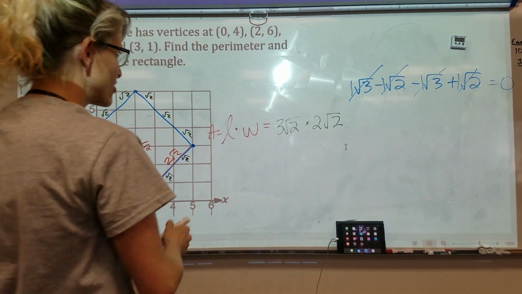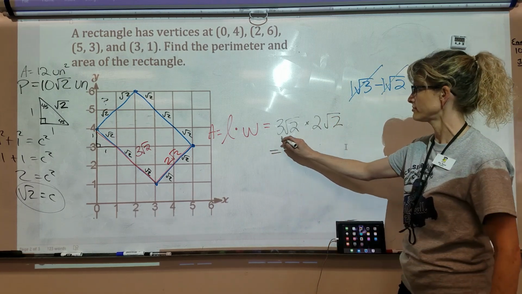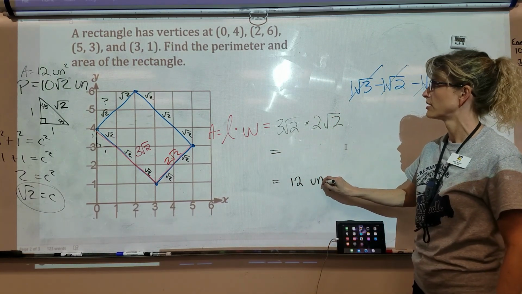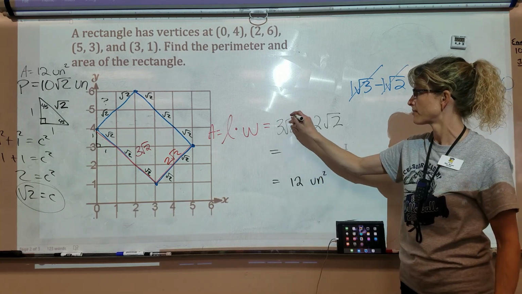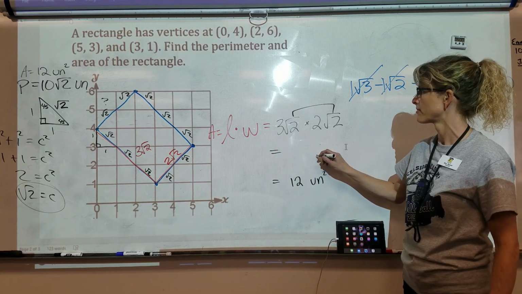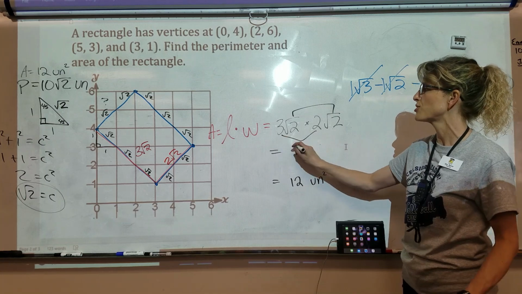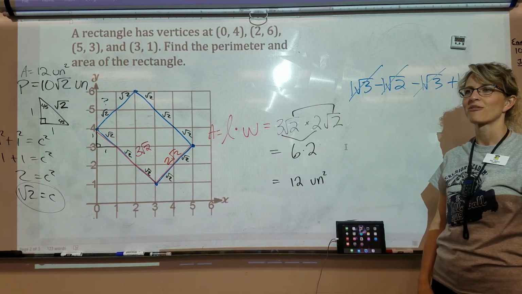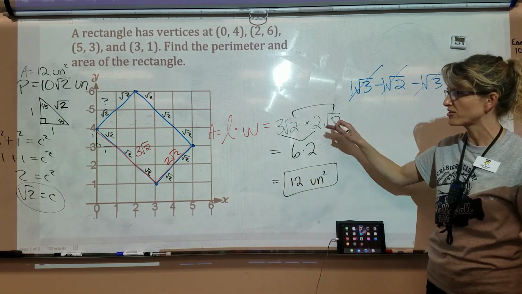Okay, what did you get, Gage? You did it mentally. What did you get? 12. How'd you get 12? Because the 2 roots equal 2, and you multiply 3 by 2, and then multiply that by 2, you just multiply. Okay, so 3 times 2 is 6. Root 2 times root 2 is 2. Perfect. Awesome. See, that one was a good mental one to do.